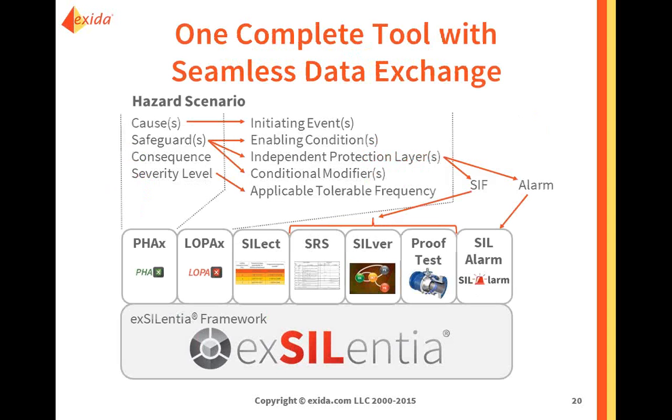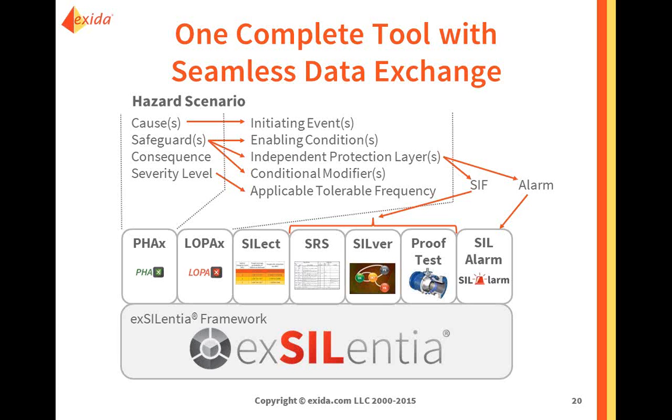But when we talk about our next platform, exSILentia, one of the things that you will see is we'll have a framework that will support several different modules. There are different licensing options, and we're not talking about that right now. But you can have a process hazard analysis tool, a layer of protection analysis tool, Select, SRS, Verify, proof test, and an alarm rationalization tool. They all work on that same platform. And because they work on that same platform, regardless of the licensing that you have, whatever modules you have licensed, it shows up as one integrated, single tool.